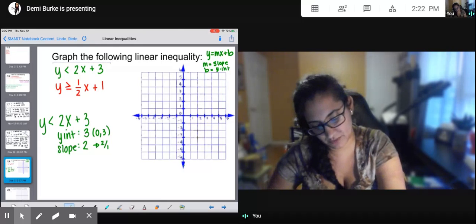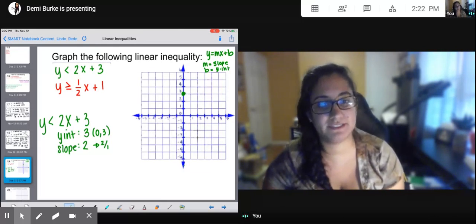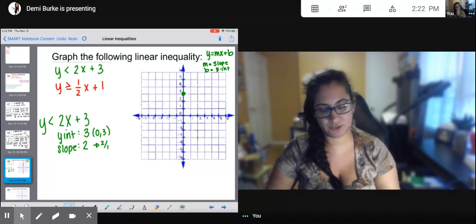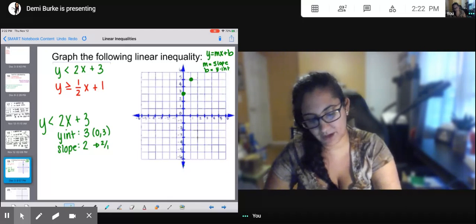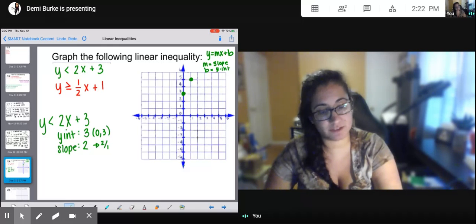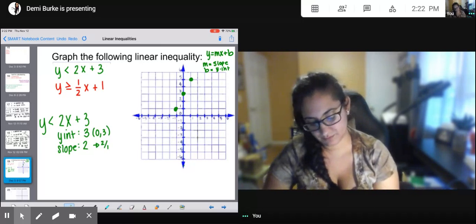We're going to put our first point at our y-intercept, which is at (0, 3), y-intercept of 3. And it says my slope is 2 over 1, so I'm going to go up 2 to the right 1 from there. And just for fun, so I have an extra point, I will go the opposite direction, down 2 and to the left 1. That gives me 3 points that I can connect.